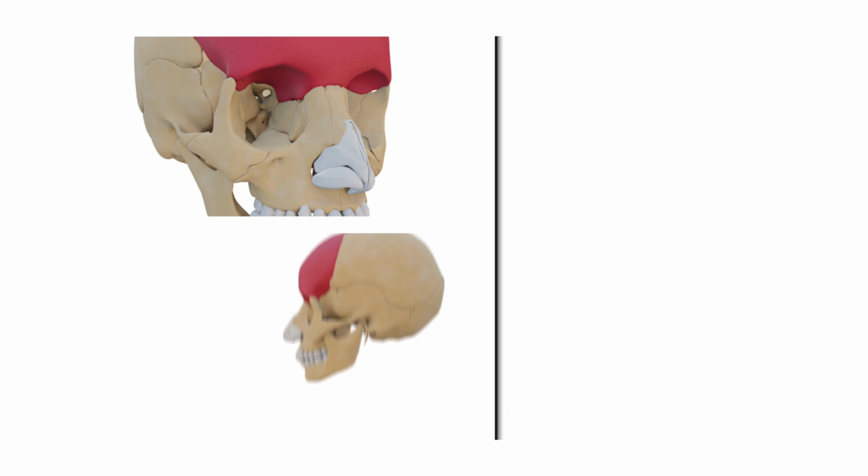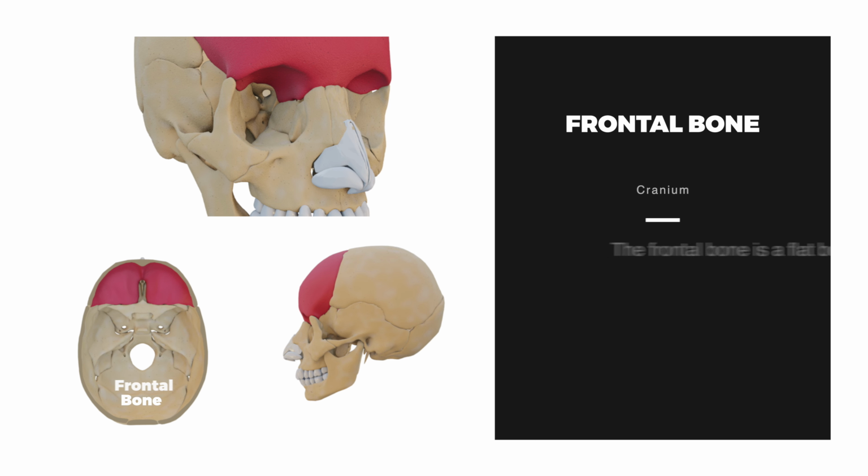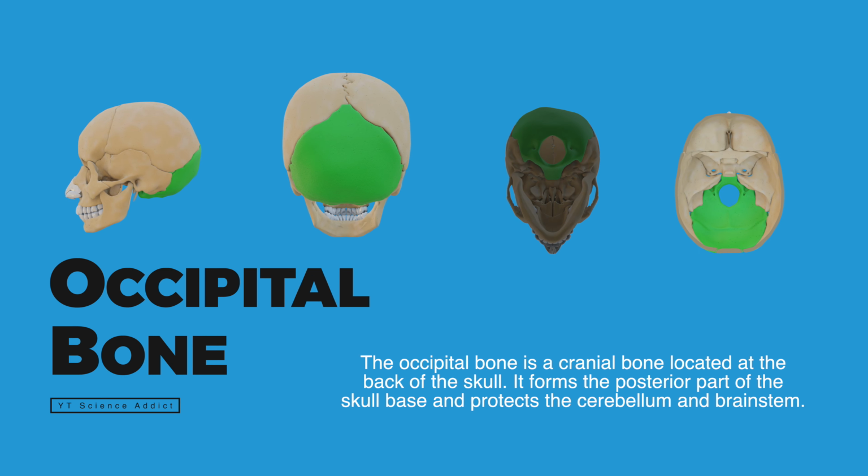The frontal bone is a flat bone located at the front of the skull. It forms the forehead, roof of the eye sockets, and the upper part of the nasal cavity. The occipital bone is a cranial bone located at the back of the skull. It forms the posterior part of the skull base and protects the cerebellum and brainstem.